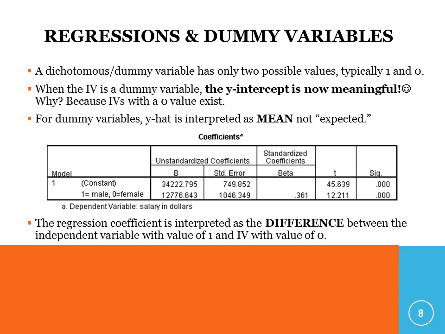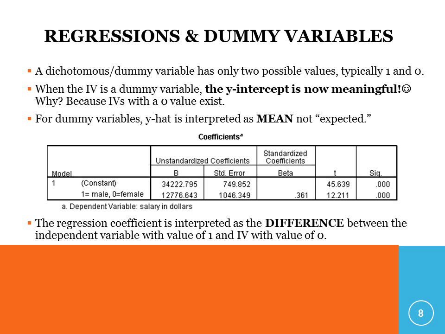Okay, regressions and dummy variables. A dichotomous or a dummy variable has only 2 possible values, and it's typically 1 and 0, or it may be 1 and 2, but typically 1 and 0. When the independent variable is a dummy variable, the y-intercept now has meaning, right? Why? Because the independent variable can exist at 0. So if we see here, our variable here may be gender. We have 1 for male, 0 for female.